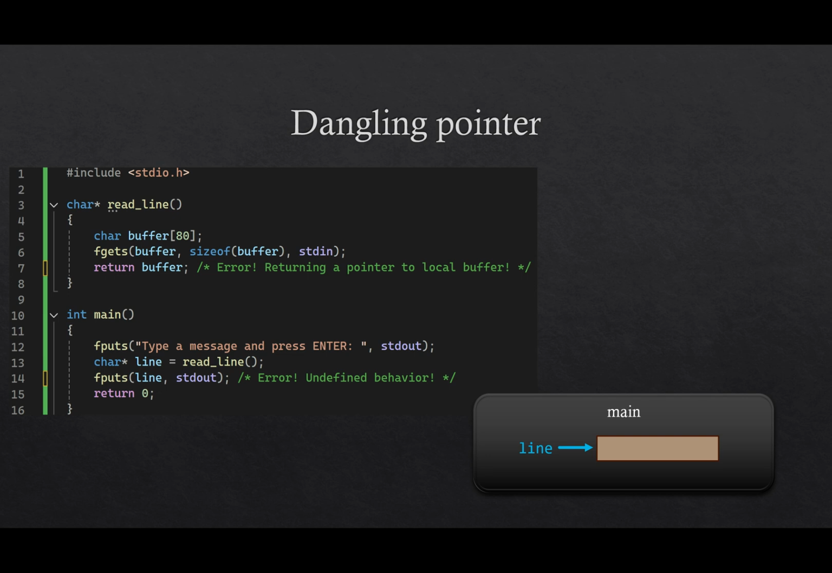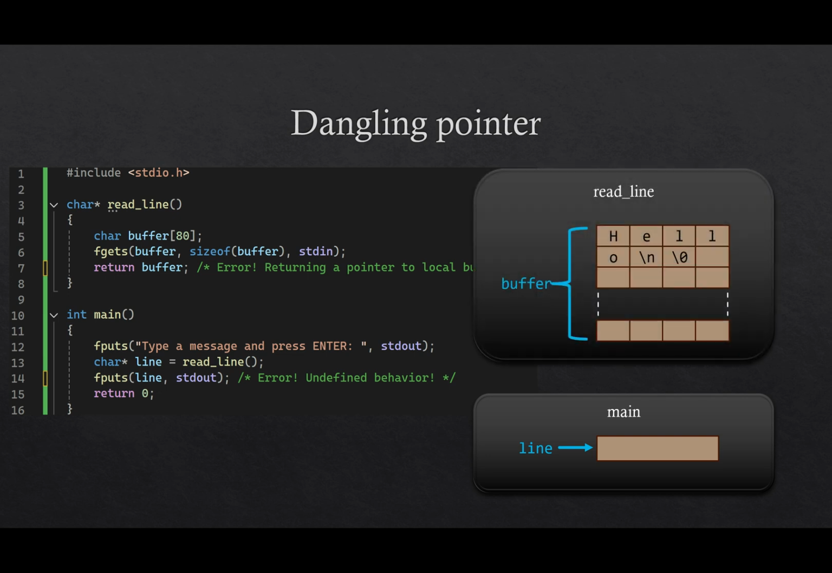So when we enter the readLine function on line 3, another stack frame is created and pushed on top of the stack that contains all the local variables for the readLine function. It also contains any other local state that the compiler needs, such as the return address. So readLine has one local variable called buffer, which is an array of 80 characters. This is defined on line 5.